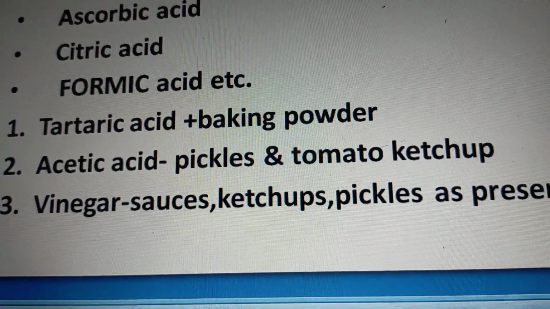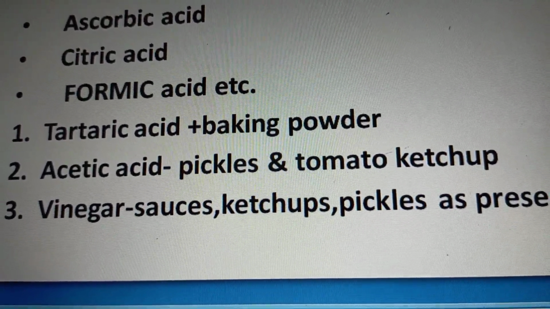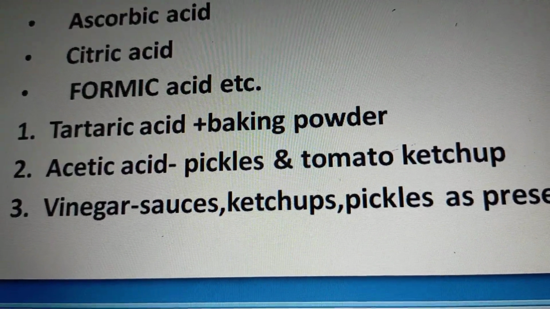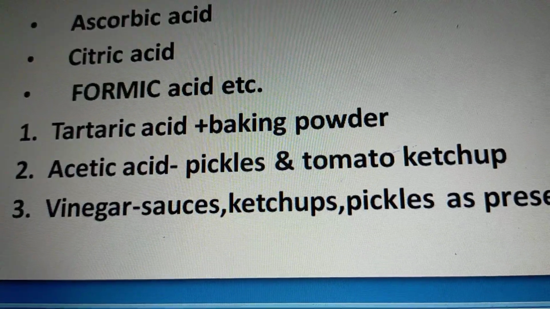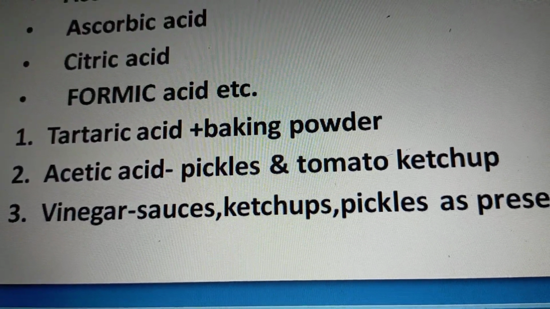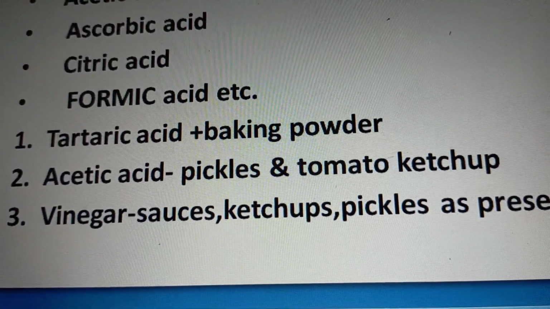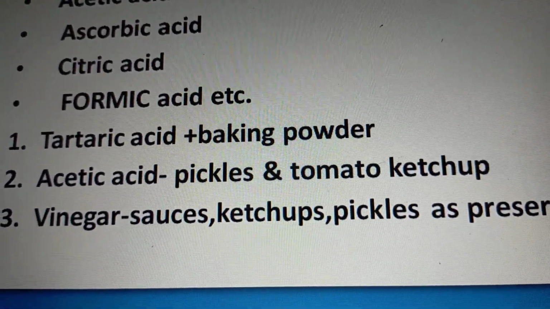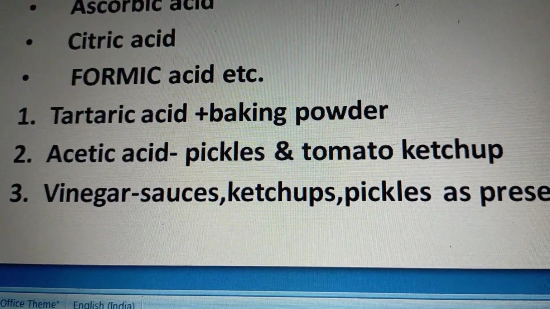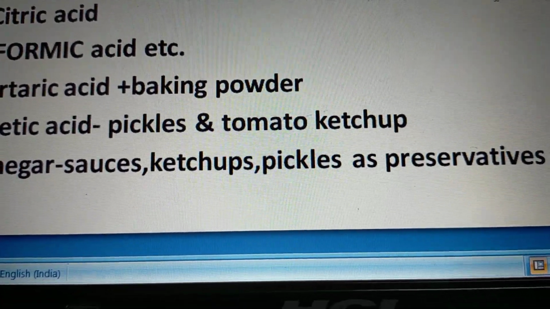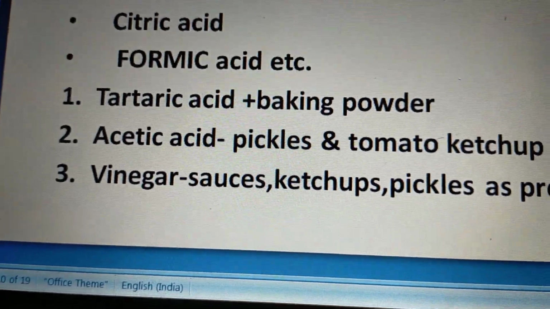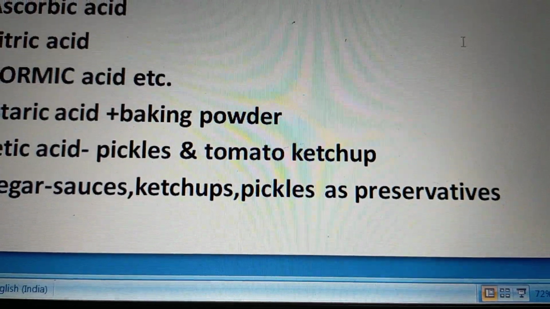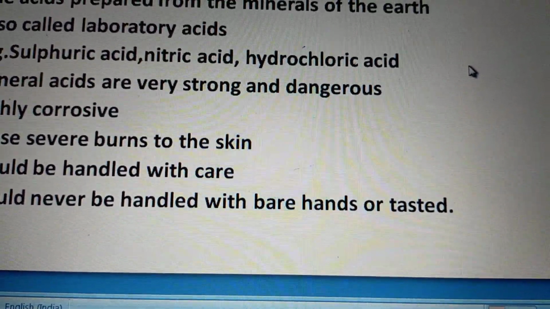Third very interesting fact is microorganisms cannot survive in acidic environment. So vinegar, which contains acetic acid, is added to the packaged food items like sauces, ketchups and pickles to preserve them. So this vinegar is used as a preservative to preserve the different food items, to preserve the packaged food items. Clear?